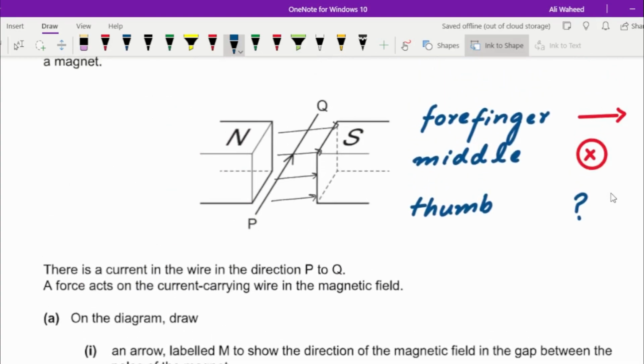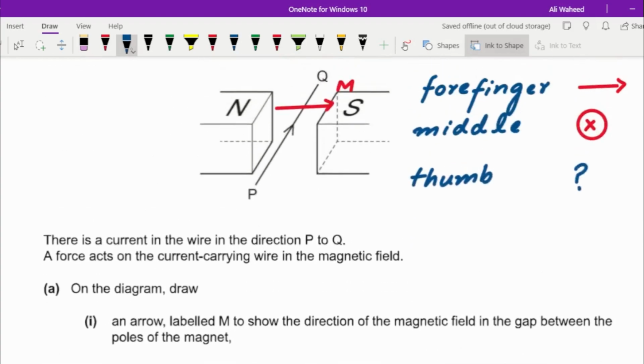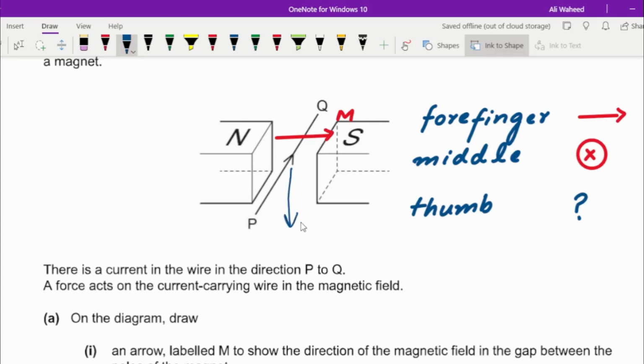Okay, so for the first one, they asked us to just draw an arrow. So I'm going to draw a single arrow, and they asked us to label it as M. And for the second one, they asked us to draw an arrow and label it as F. So the force was downward, and then we have to label it as F. So this would be the direction of force, downwards. How? Using Fleming's left hand rule.